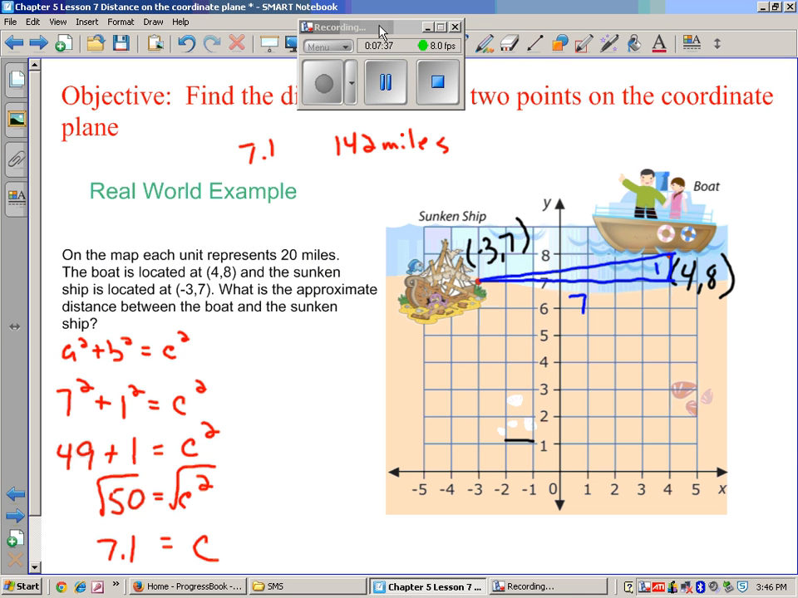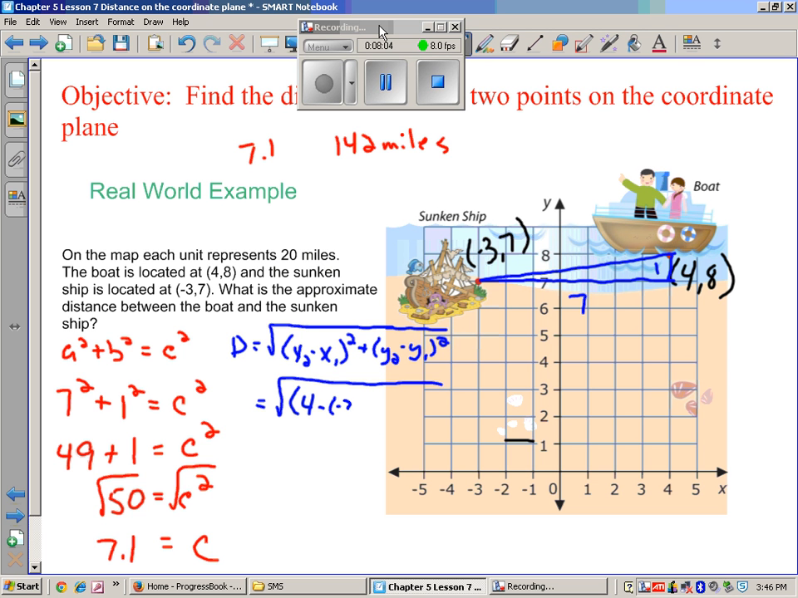Now let's try our distance formula. Once again, we write down our formula. Distance equals the square root of x2 minus x1 squared plus y2 minus y1 squared. Okay, let's fill in what we know. x2 is 4. Over here, x1 is -3, so 4 minus a -3. Square that, plus y2 is 8, minus y1, which is 7. Take the square root of that.